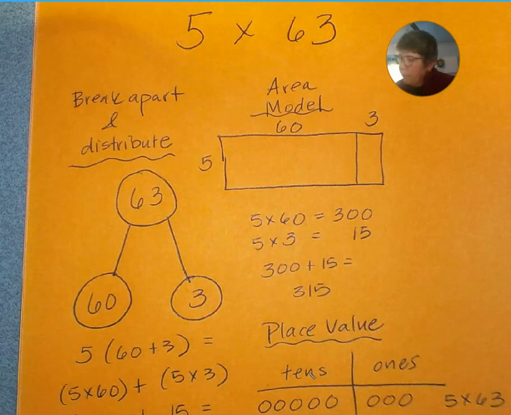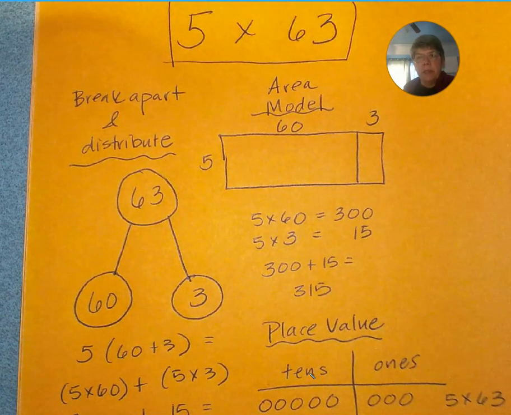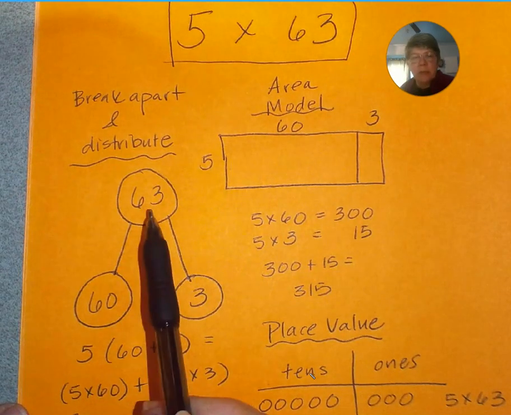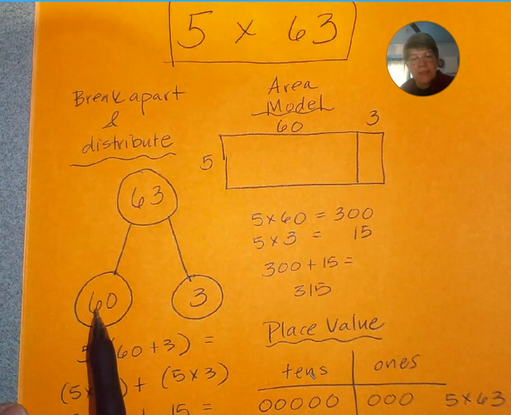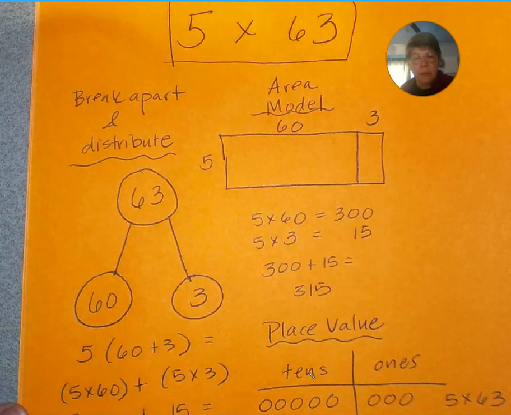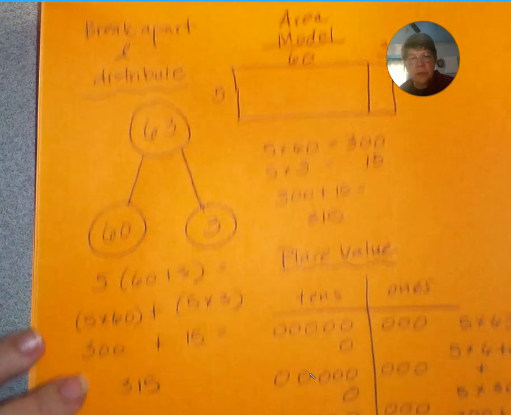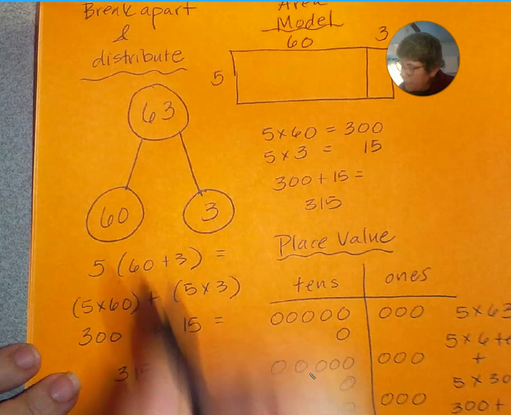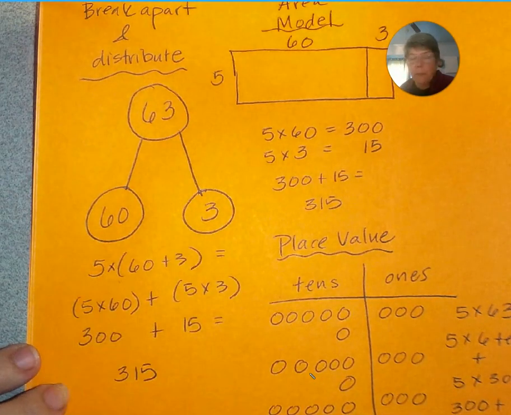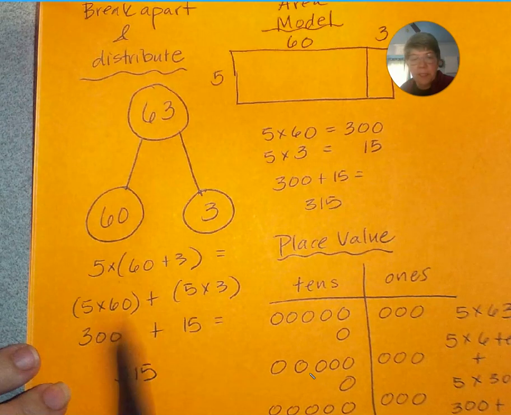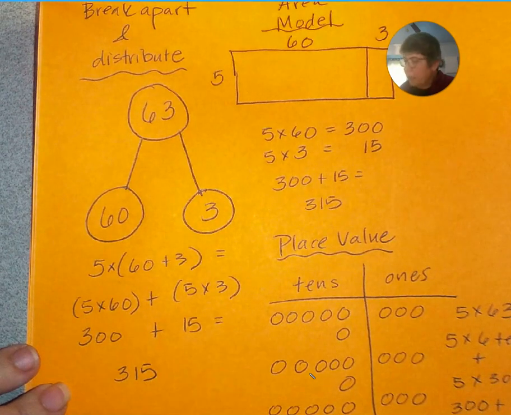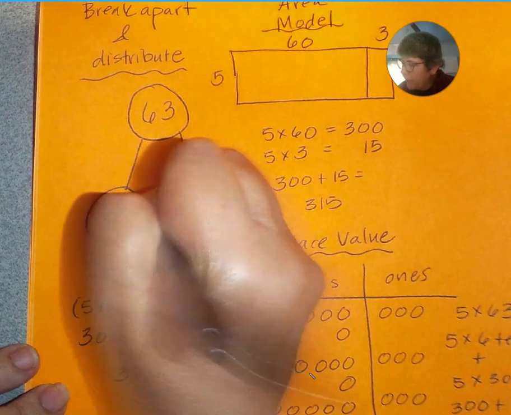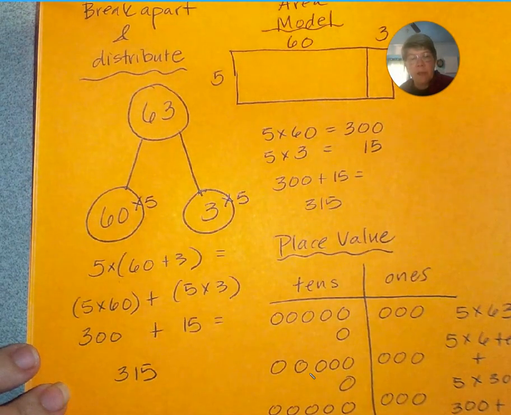We're looking at our problem 5 times 63. Okay, 5 times 63 might seem like a pretty big problem, but let's break it apart and distribute it. So we're going to take our 63 and think about, oh, that's 60, 6 tens, and 3 ones. Then we're going to multiply each of those by 5. So 5 times 60 plus 3, so 5 times 60 plus 5 times 3. Basically, we're just breaking it and multiplying each part by 5. And if you didn't know that, you can do that.